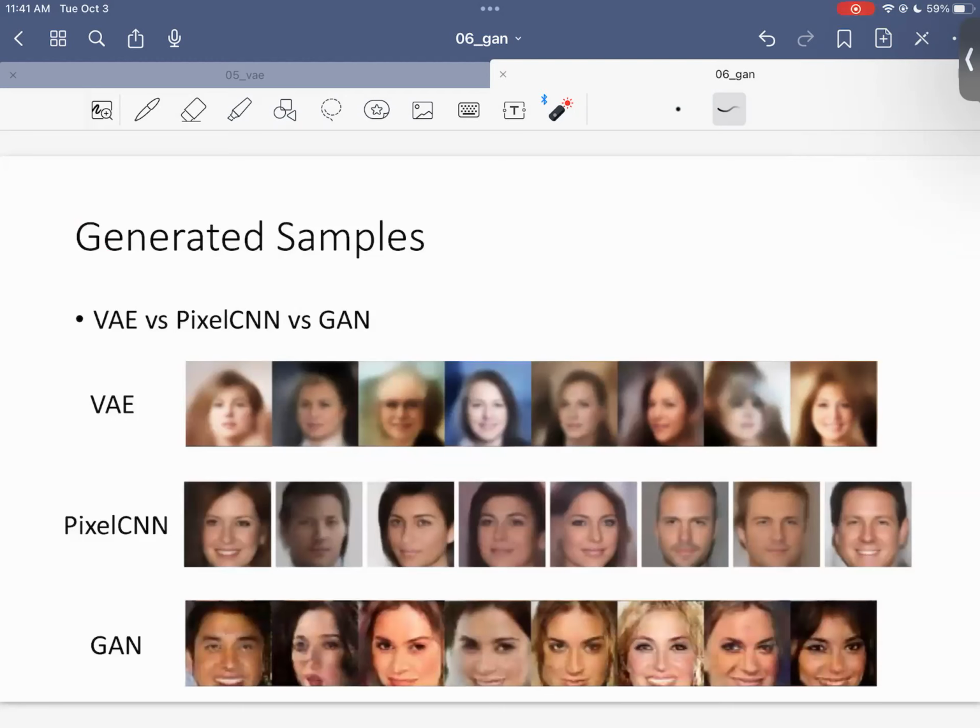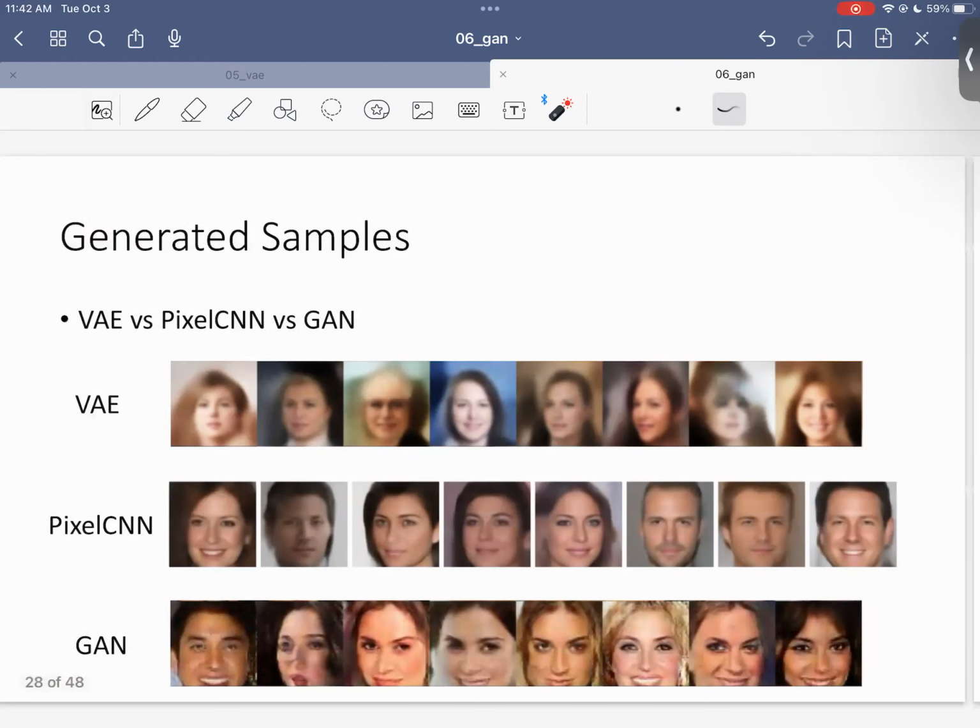PixelCNN is a little bit blurry, but it's very high quality. But GAN is very sharp. It's kind of like a real person. Like the strands of hair, you can see the texture here. There is no strand of hair here. They're all mushed, right? But here you can see the strands of hair. So GAN is very weird in that sense. It's very realistic, very sharp.